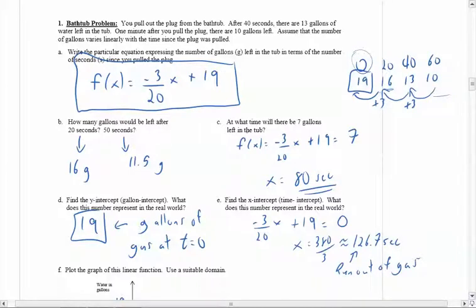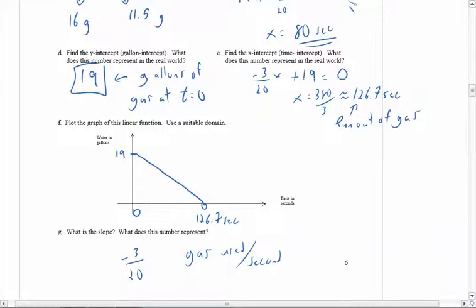This is a different question. Now they're asking you for the x. At what time will there be 7 gallons left in the tub? Well, remember, that's my function now. I want to know what x value is when that's 7. If I plug this in and move it around, I'm going to get 80 seconds, which makes sense because that's a difference of 3, so I must be adding another 20. You can kind of see what's happening here, just reasoning that out.